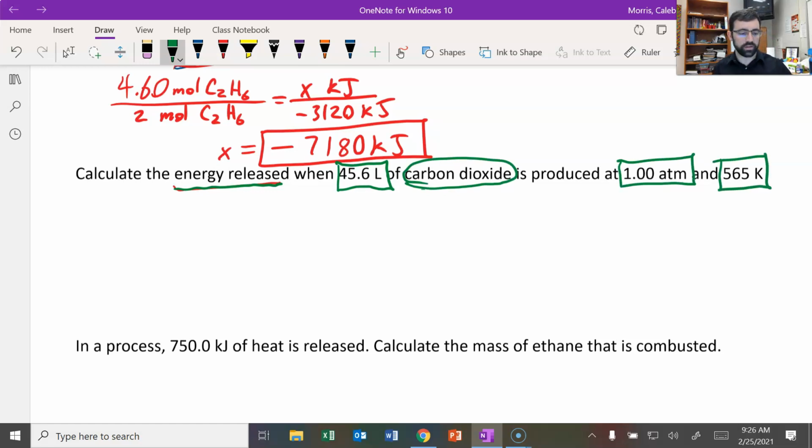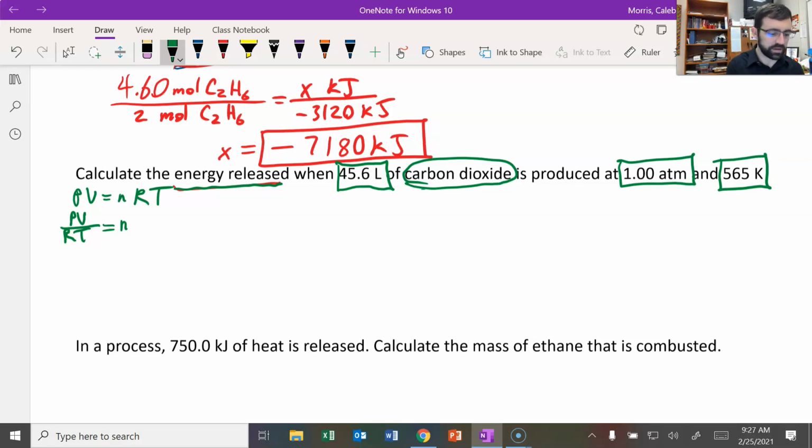Now that sounds familiar. That sounds to me like a gas law problem because I've got carbon dioxide, which I know is probably a gas, and I have volume, pressure, and temperature. I'm going to use our gas law, PV equals nRT. What I'm looking for in this case is the number of moles, so you could rearrange this so that we end up with n equals PV over RT.